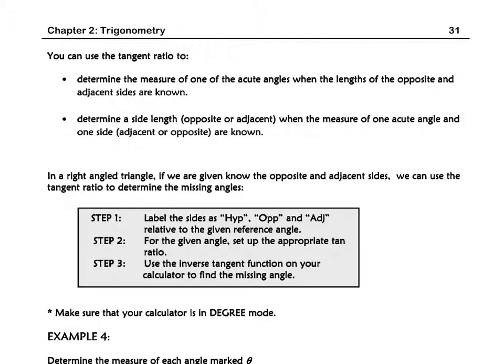Okay, so now we're going to learn how we can use a tangent ratio to find missing information in a triangle. You can use the tangent ratio to find a missing angle if you have the opposite and adjacent sides. And you can also use a tangent ratio to find a missing side if you know an angle and either the opposite or adjacent to go with it. So we're going to start off with examples where we are looking for the angle.